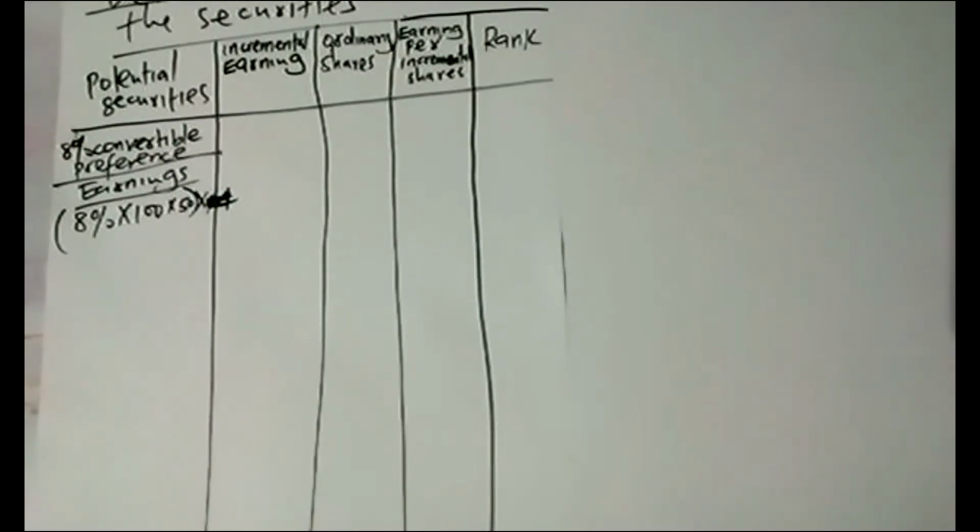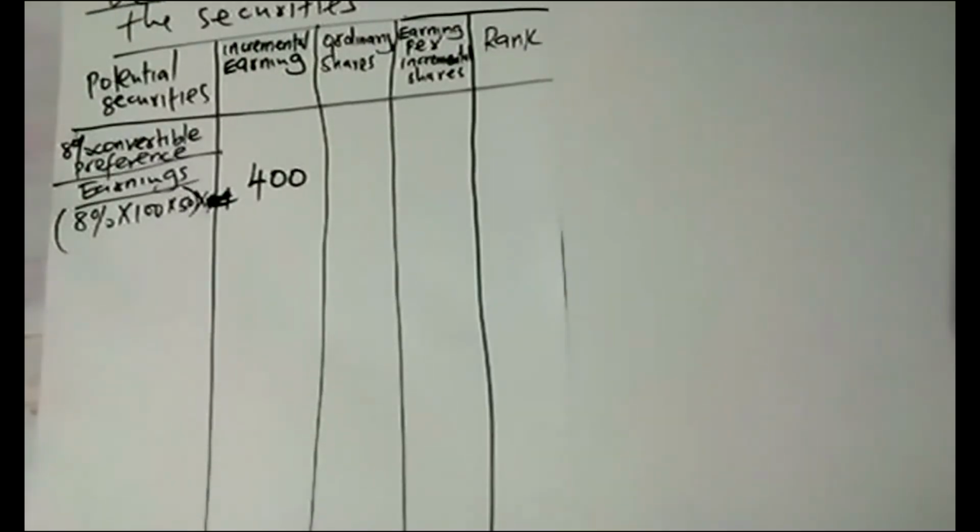Okay. Things like debentures. Okay, so it's 400? Yes, that is 400.